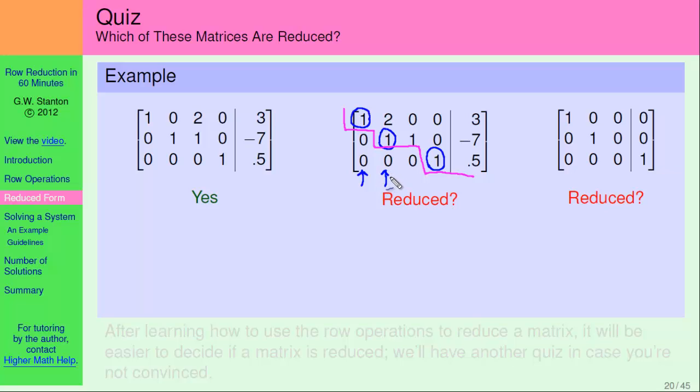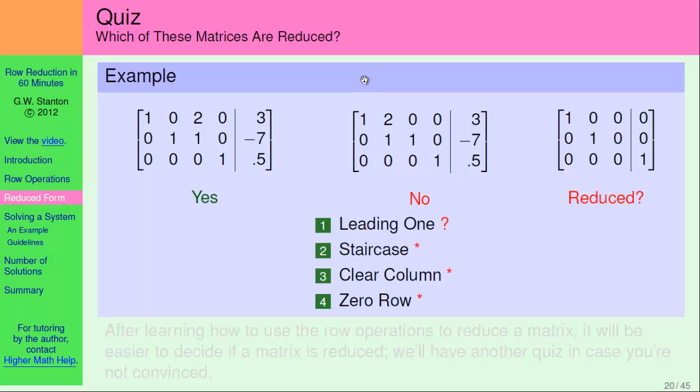Well, in this case, we have a 2 above the leading 1, and that's not good. We want that to be a 0. So this matrix does not satisfy the clear column condition, and therefore it's not reduced. Again, it does satisfy the leading 1 and staircase conditions, but not the clear column condition.